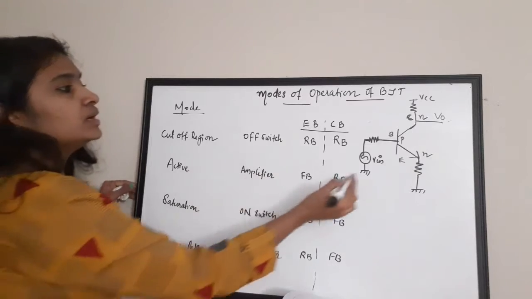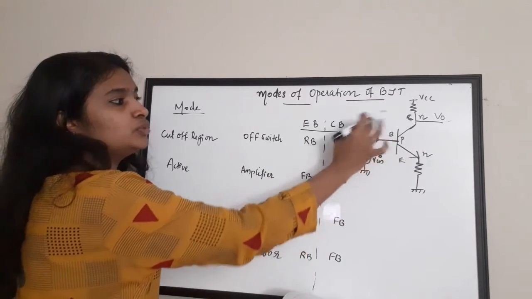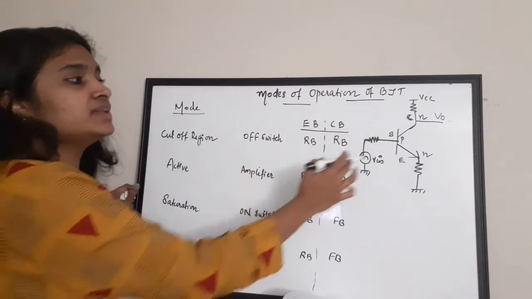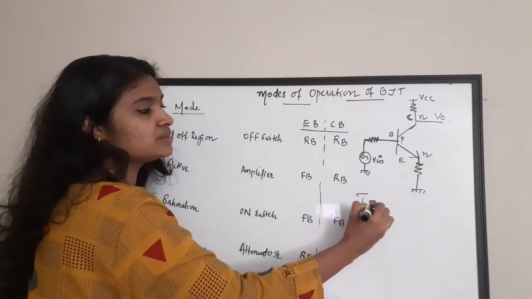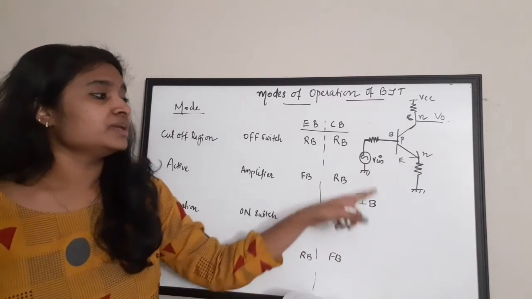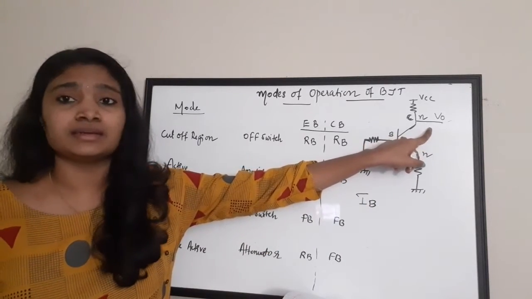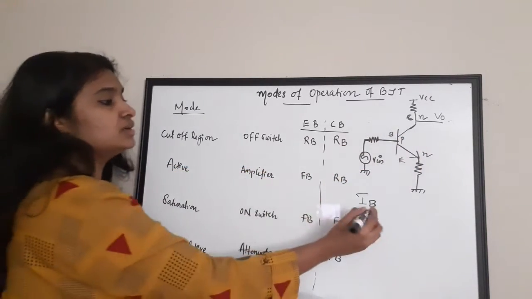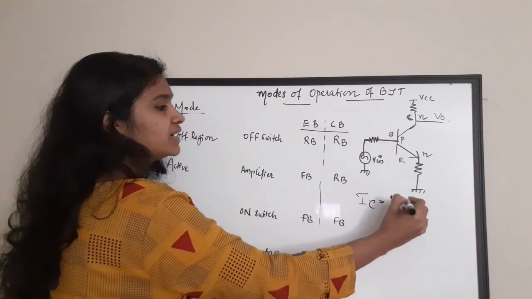I am going to apply my input to the base, so there is some current produced in the base. I am going to call it IB, the base current. This IB is controlling your output, which is taken from the collector side. We know there is a relation: IC is equal to beta times IB.